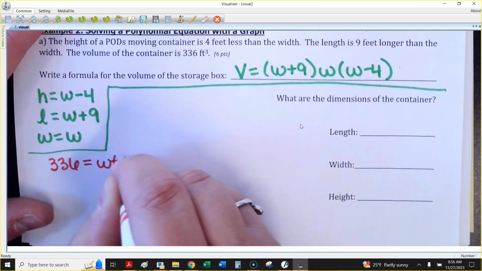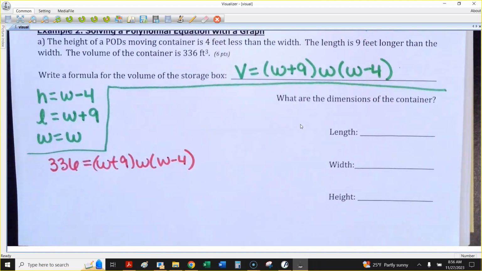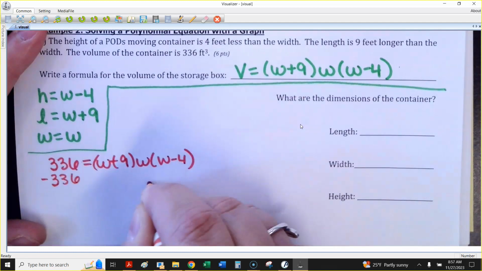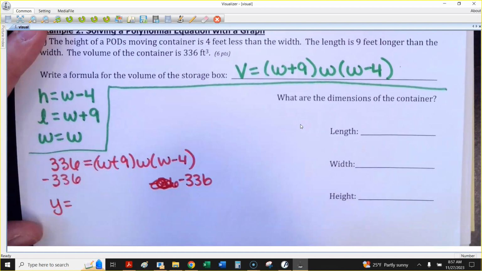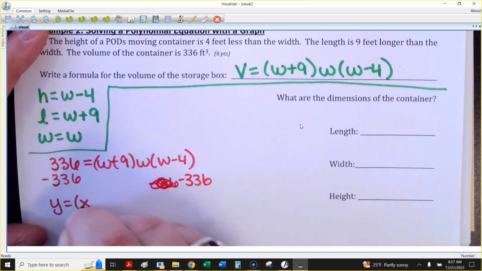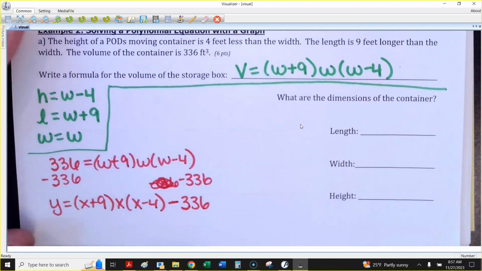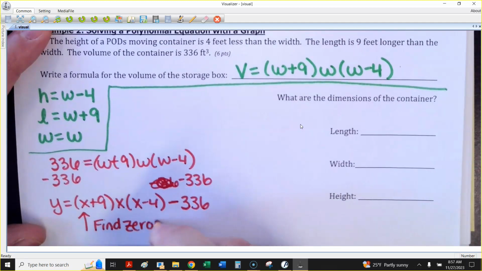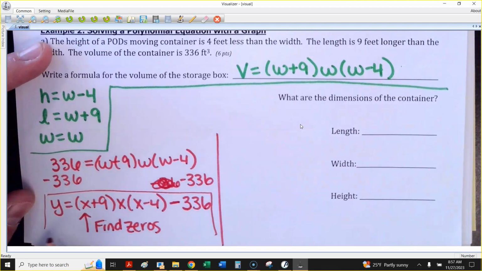Okay, so first way, you can actually set in the 336 for the volume. W plus 9, W minus 4. Now, the tricky part to this, and people will always forget to do this, but if you want to do it like this, if you want to use the graph to help you, you have to set this equal to 0. And you don't have to multiply anything out, but you would type in, I'm going to replace these with x's real quick. So it'd be like x plus 9, x minus 4, and then you'd have to actually subtract the volume, and then on the graphing calculator or on Desmos, you would find the zeros to answer this question. All right? So I would just graph one equation, and I would find the zeros.